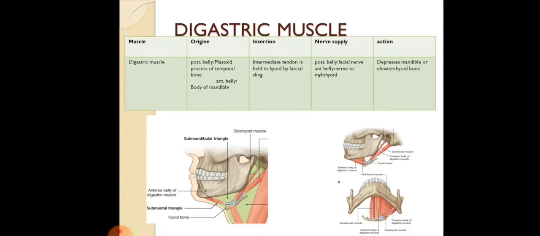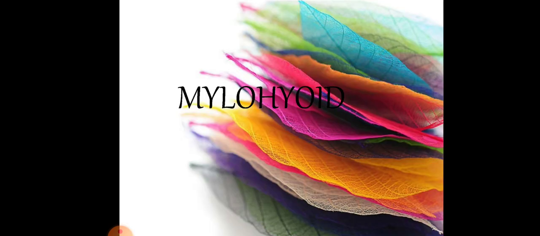Here we have summarized the digastric muscle along with its nerve supply. The posterior belly is supplied by the facial nerve, and the anterior belly is supplied by the nerve to mylohyoid. And the action of this muscle is depression of the mandible and elevation of the hyoid.